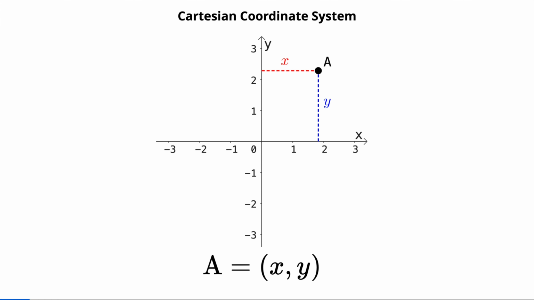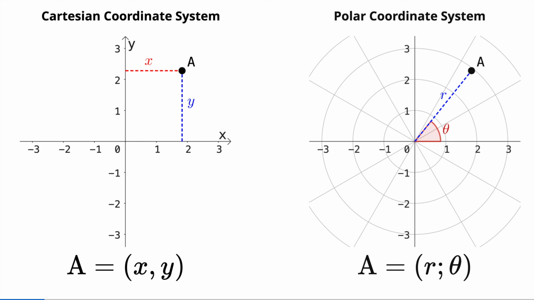We know that any point A in the plane can be represented with coordinates x and y. X is the value corresponding to the horizontal axis and y is the one corresponding to the vertical axis. This is the famous Cartesian system.